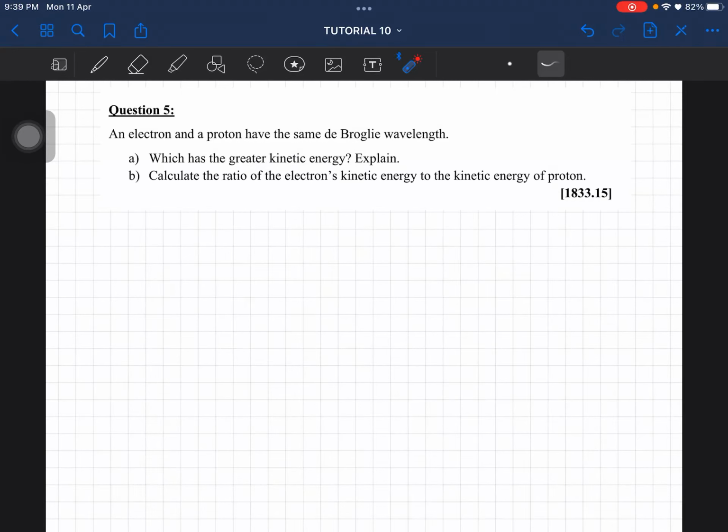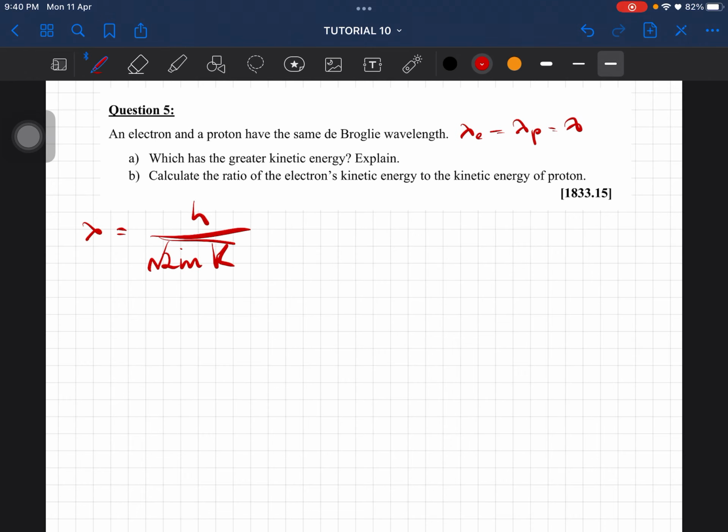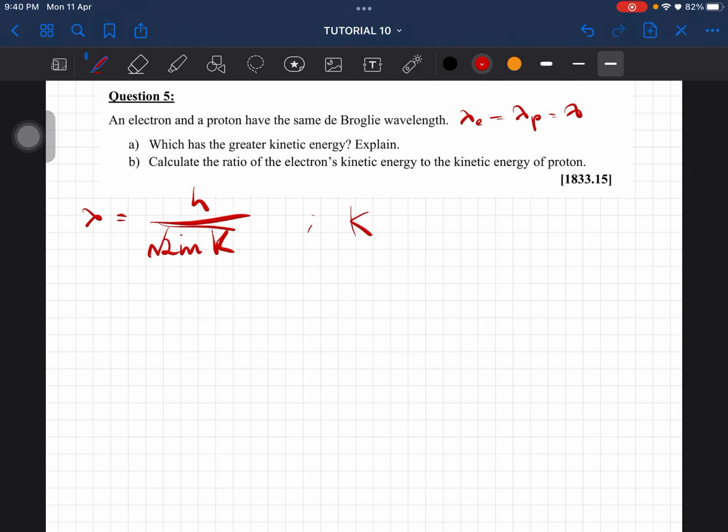Question 5. An electron and a proton have the same de Broglie wavelength. So we can write that as this. Which has the greater kinetic energy? Okay, so wavelength is equal to h over the square root of 2mK, where K is the kinetic energy. So we need a formula that has K in it.